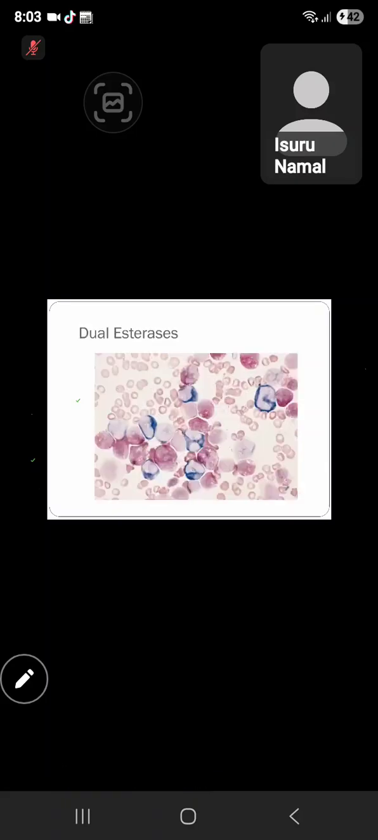Then this is the dual esterase technique, right? By using this dual esterase technique, you can demonstrate monoblasts as well as myelocytes and myeloid precursors in your blood smear. In AML M4, myelomonocytic leukemia, you have monoblasts as well as myeloblasts and myelocytes in your blood smear. You can very nicely demonstrate both types of cells in the same smear by using this dual esterase technique.